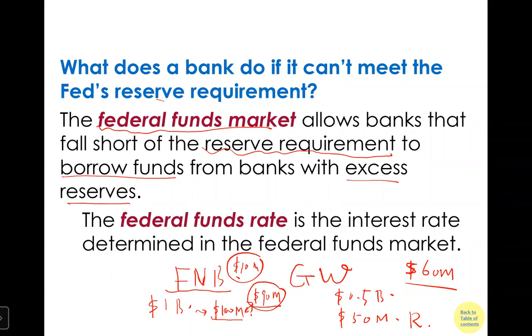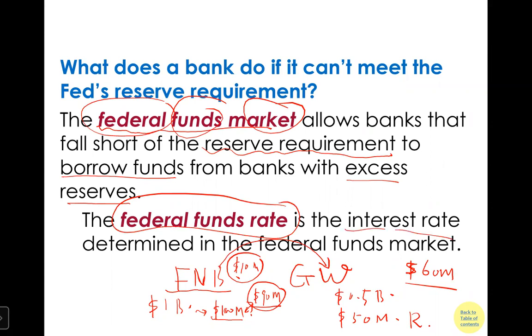And then there's the federal funds market. Essentially, First National Bank can borrow from Great Western Bank. The rate is going to be the federal funds rate. This is the interest rate that banks charge each other when they borrow. Okay, so this is different from the interest rate individual businesses or households pay when they borrow from the bank. So this only works for the banks, right?